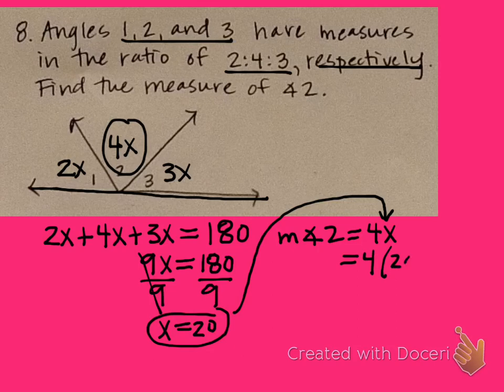Hopefully by now you're seeing a theme with the problems that we've seen so far. The theme is that we analyze a picture for the relationships in the picture. We label it with all the expressions and information we know. From there we try to say, okay, what equals what? And that's how we make our equation. Once we've come up with the equation, we'll usually solve it, get a value for x, and then go back and plug it in somewhere to find whatever it is that it's asking for. So in this case, the measure of angle 2 equals 80 degrees.